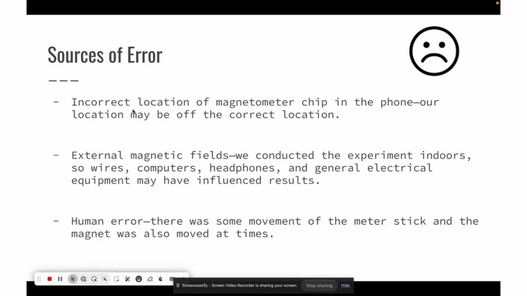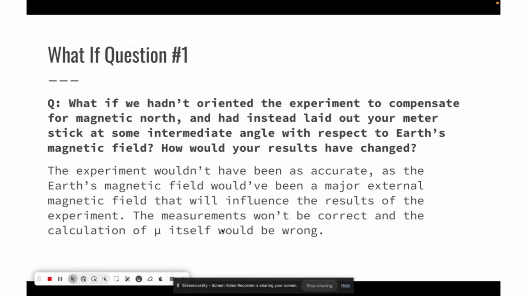Sources of error. Incorrect location of the magnetometer chip. We might have done the procedure wrong, and it might be off measurements. External magnetic fields. There might have been wires, computers, headphones, and general electrical equipment messing with the magnetic field that we were finding. And human error. We might have moved the meter stick sometimes, we might have moved the magnet sometimes, leading to some slight error in our calculations.